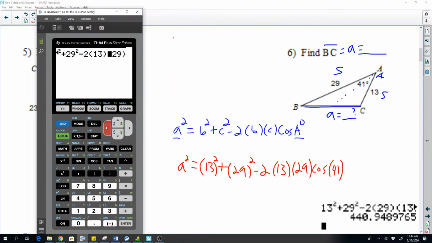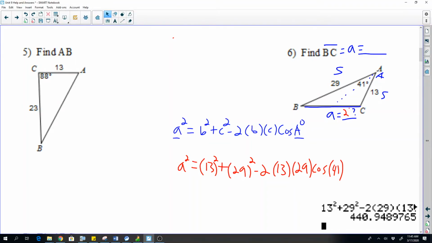And let me make sure. Yep, are we still in the square root symbol? We are, because we wanted to square root the whole thing to get our final answer. Make sure the arrow's going there. Okay, so then next to 29 will be cosine of 41. Nice. And then we'll push enter. Boom. So we get 20.99, which rounds to 21. So we plugged it all into our calculator and got 21.